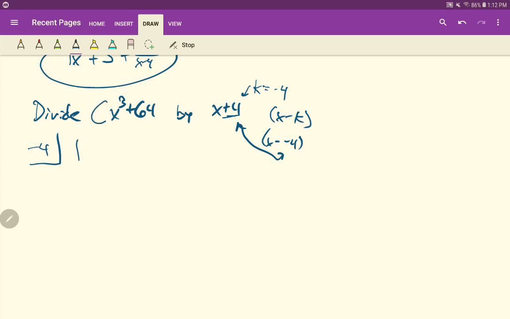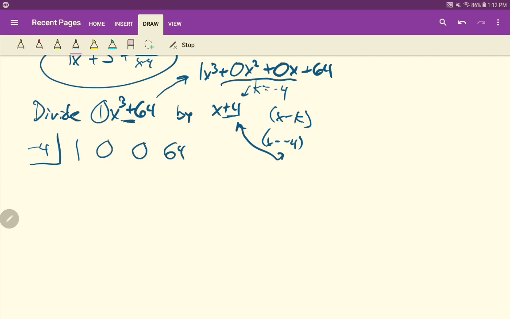We'll put a 1 for our lead coefficient there. We're missing some terms here, though. For example, this is really 1x to the third plus 0x squared plus 0x plus 64, and we need these missing terms there. So we're going to put a 1, then a 0, then a 0, then 64 for our coefficients. And we'll do the same thing we did before. Drop the 1 down. 1 times negative 4 is negative 4. 0 plus negative 4 is negative 4.